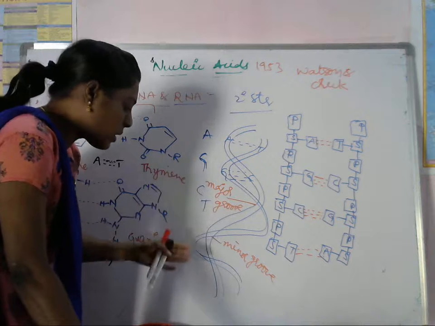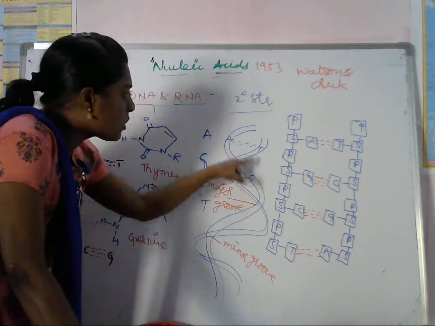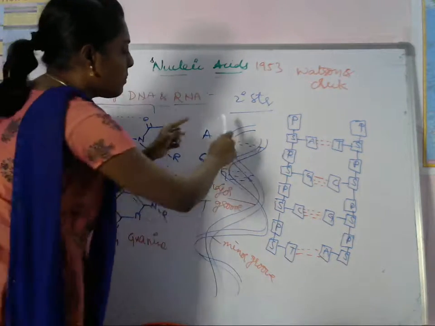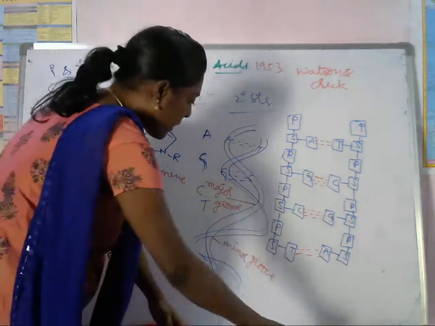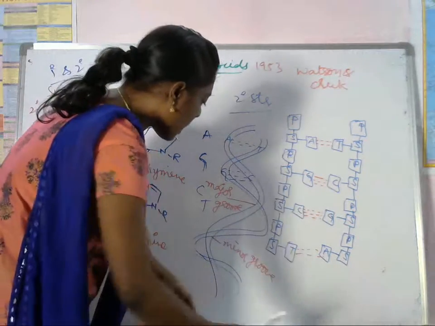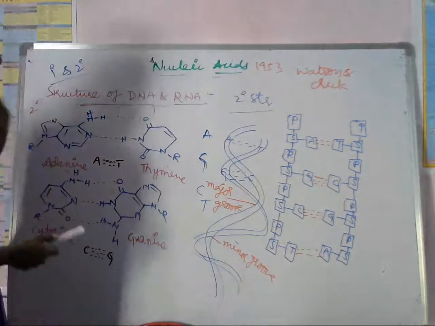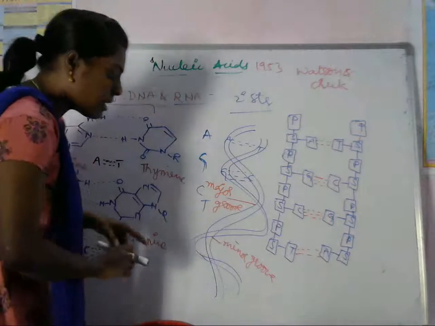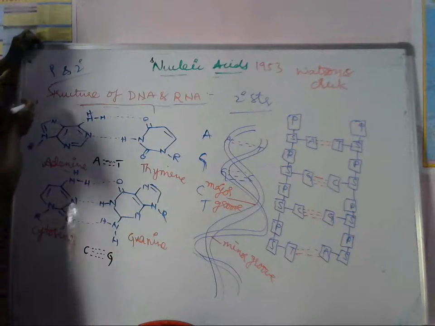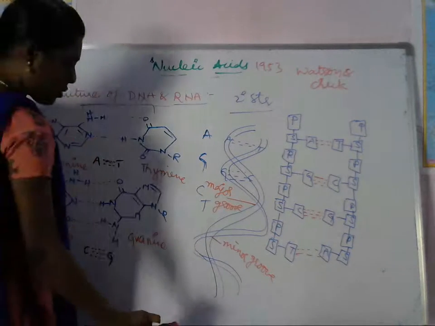Here two polynucleotide chains are combined and form the helical structure. In the helical structure, we have a minor groove and a major groove. Here also, what about the total percentage of purines and pyrimidines? Let's see what the percentage is.